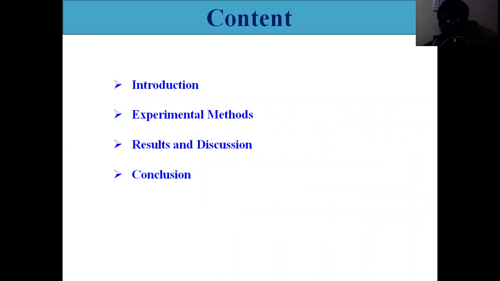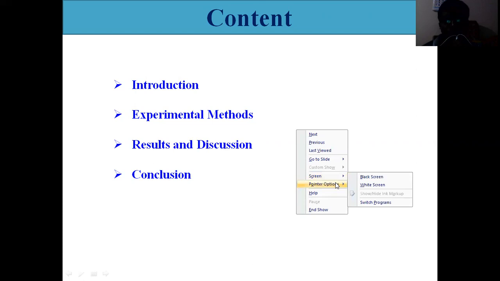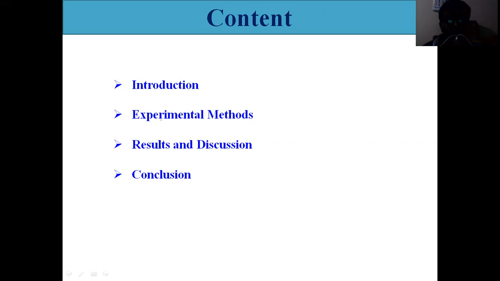Here we will discuss the crustacean shell and the wastage of crustacean shell from the fish processing industry, the physiological effect, and the device fabrication. Next one is the experimental methods. Here we will discuss what type of materials we have used, what type of characterization we are going to see, and how this device can be made.